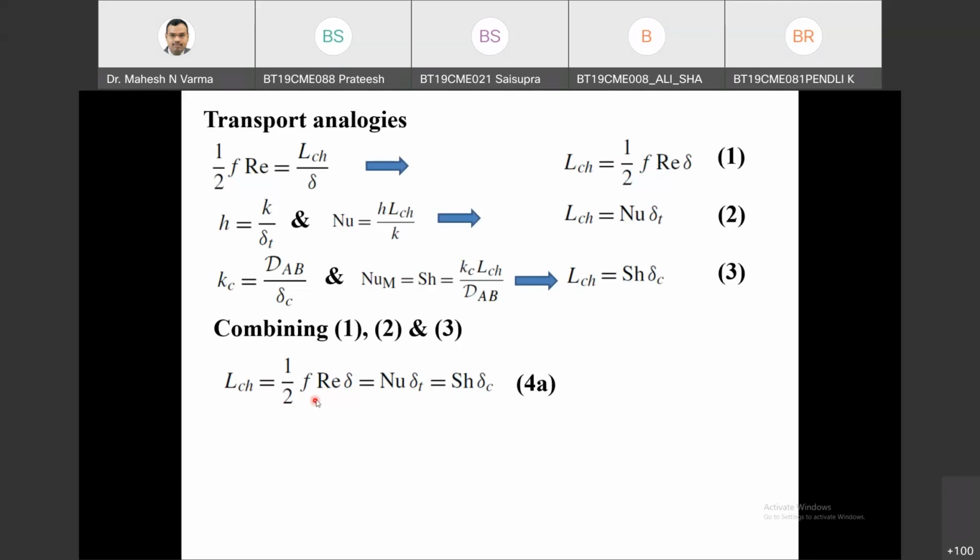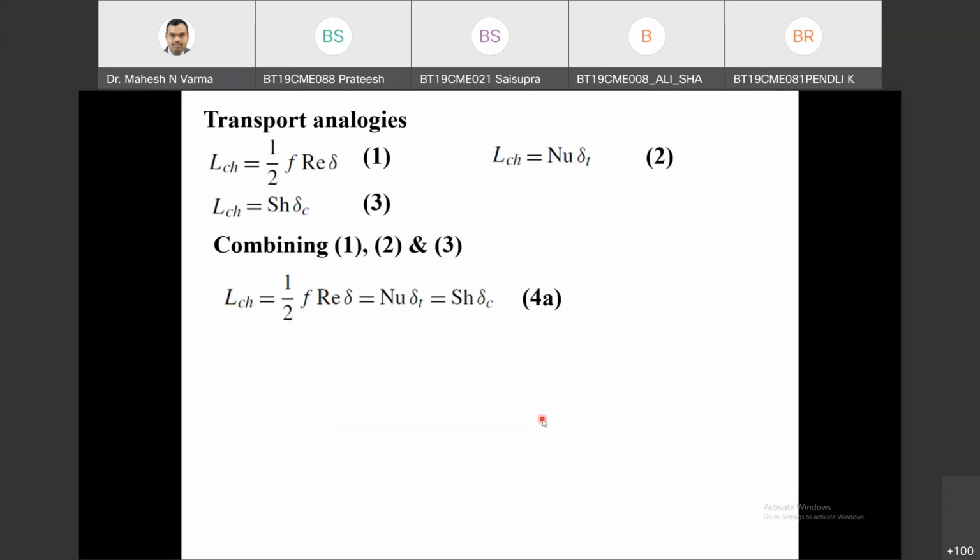So this is also characteristic length. This is also characteristic length. This is also characteristic length. Now all analogies will start with this equation only. So now I can rearrange this equation, put some other definition of Reynolds number in terms of Nusselt number and Sherwood number, like you can say rearranging.